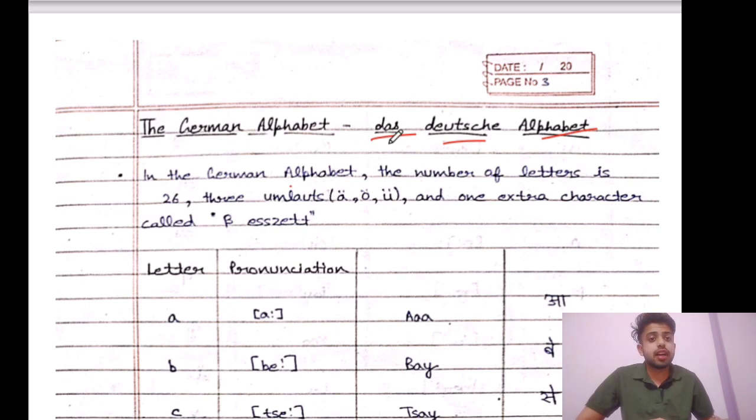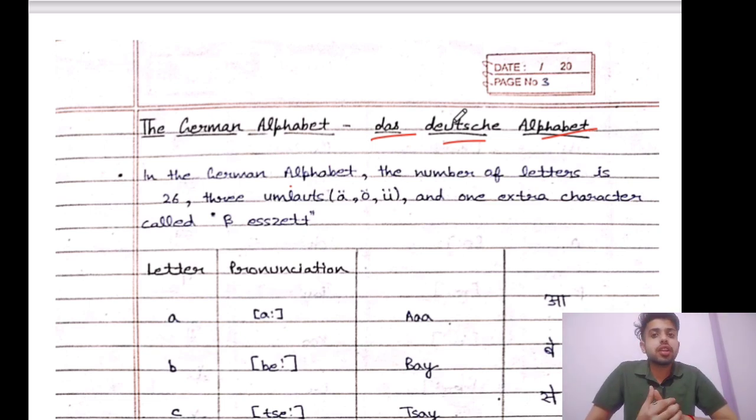Das means the, Deutsch means German, alphabet means alphabet. Alphabet is similar, but the pronunciation is different. In English we say alphabet, but in German we say it differently. So, thus Deutsche Alphabet is our topic. Without wasting any time, let's start.